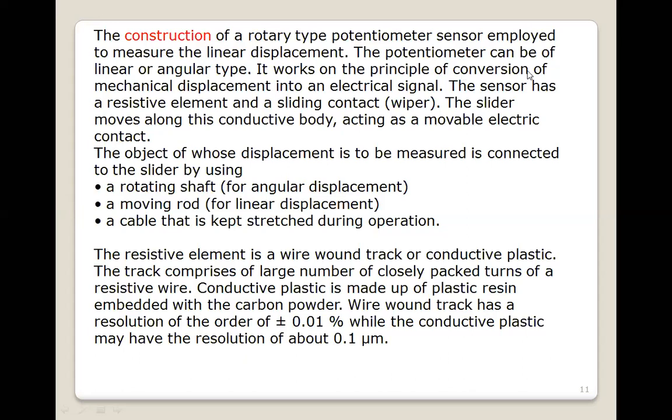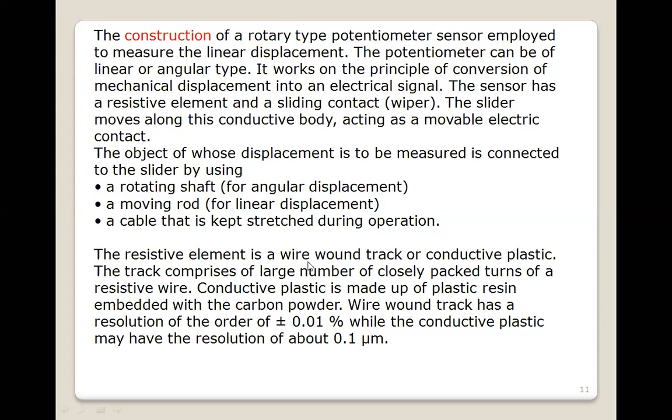It works on the principle of the conversion of mechanical displacement into an electrical signal. That means the sensor has a resistive element and a sliding contact. The slider moves along the conductive body, acting on a movable electrical contact. The object whose displacement is to be measured is connected to the slider by using a rotating shaft, a moving rod, and a cable that is kept straightened during the operation.